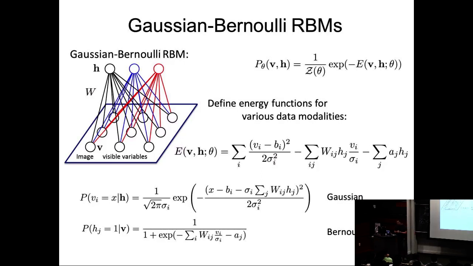It turns out that in this case, you can show that the conditional of v is given by a Gaussian, and the conditional of h is just given by a Bernoulli. Think about the Gaussian distribution: its mean is given by a weighted average of the states of the hidden variables. So this is the sum over all hidden variables that are connected to the particular visible variable i, weighted by wij, multiplied by sigma. That's another parameter that you can learn or you can specify.